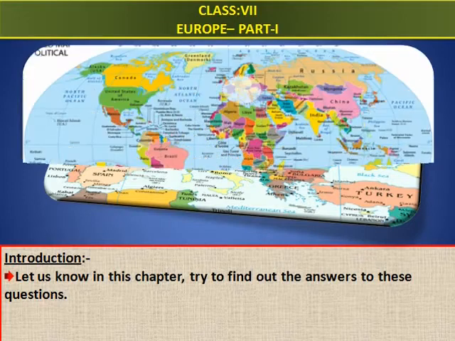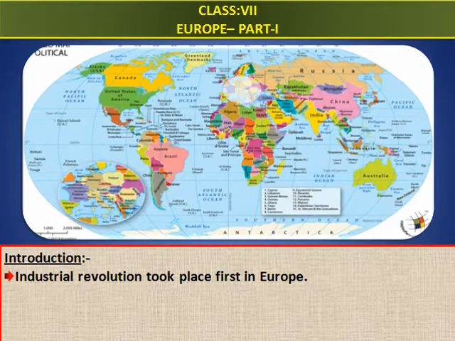Children, the Industrial Revolution took place first in Europe. First we should know the meaning of Industrial Revolution. The Industrial Revolution was a time when the manufacturing of goods moved from small shops and homes to large factories. This shift brought about changes in culture as people moved from rural areas to big cities in order to work.